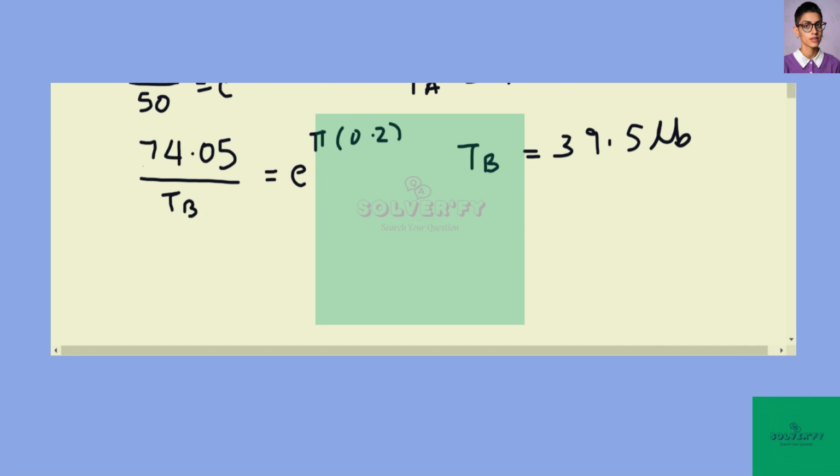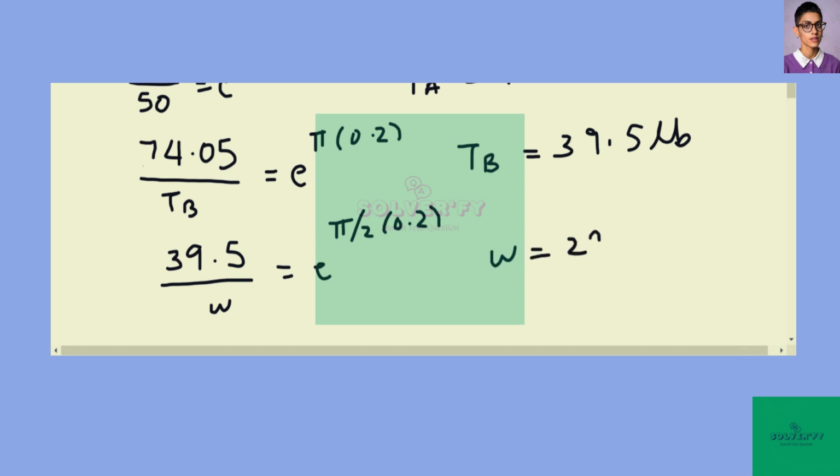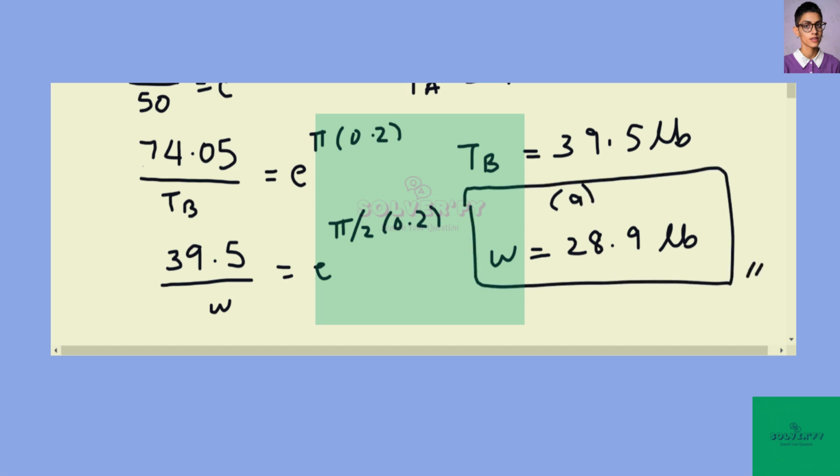To get our weight W, since W is getting lifted, 39.5 is the higher weight. And since the pipe is stationary, but the cable is moving, we use the kinetic coefficient of friction. So we get W to be 28.9 pounds. And this is our answer to part A.